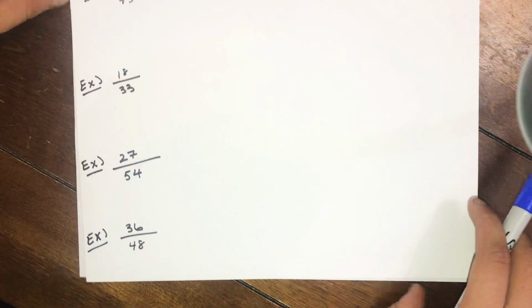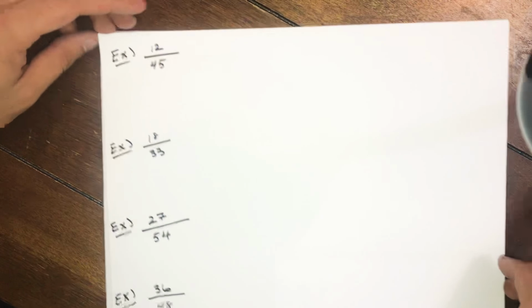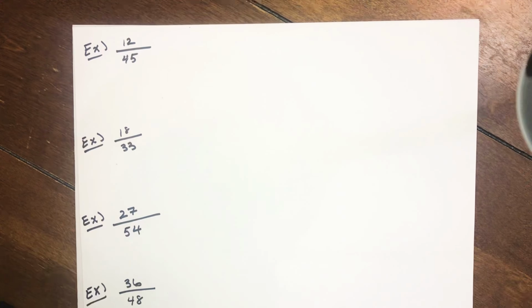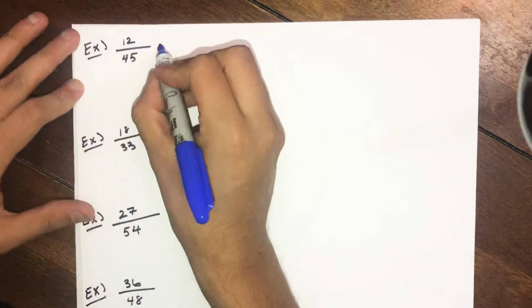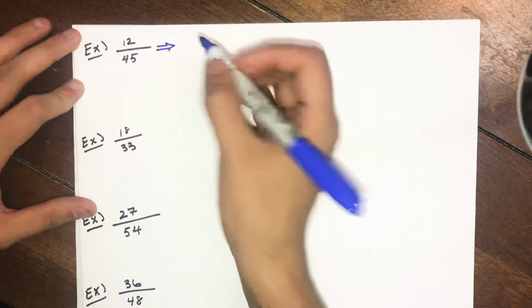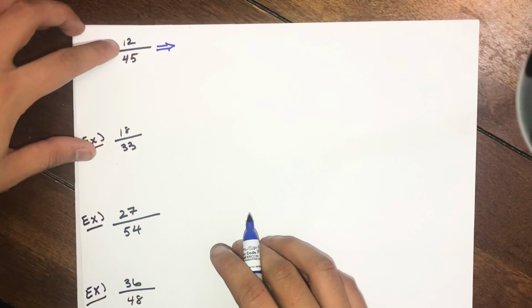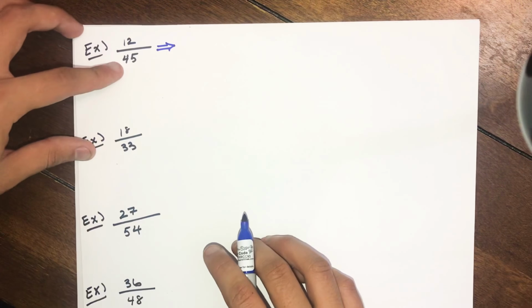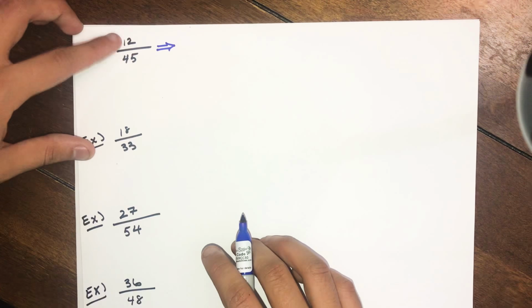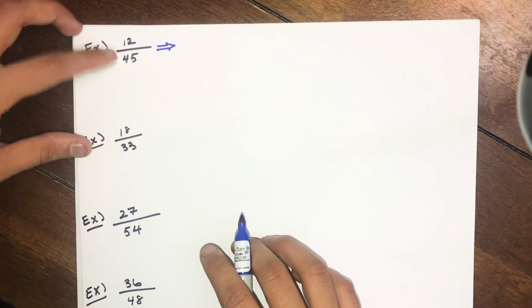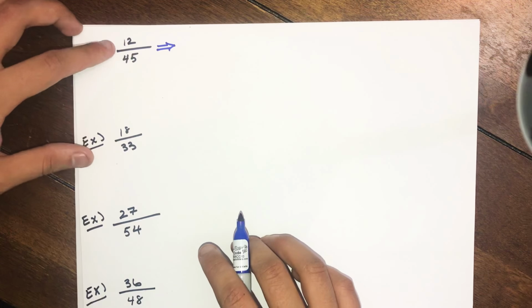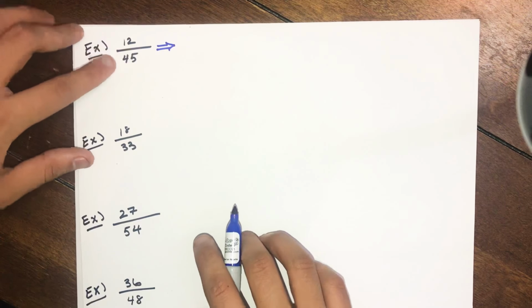Let's look. For example, this first example says 12 over 45. Let's see what's going on here. First things first, 12 is even, 45 is odd, so we know we can't take a 2 out. We know we can't take a 5 out either. So we're stuck and puzzled because this can be simplified, and maybe they're asking us to simplify this, but we don't know how.